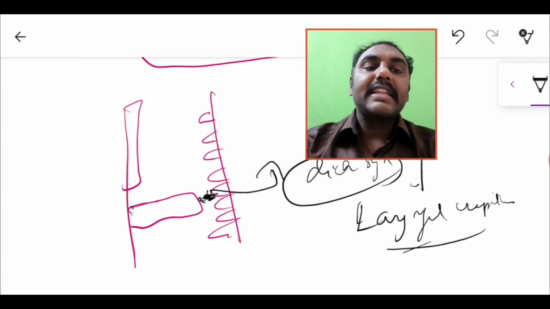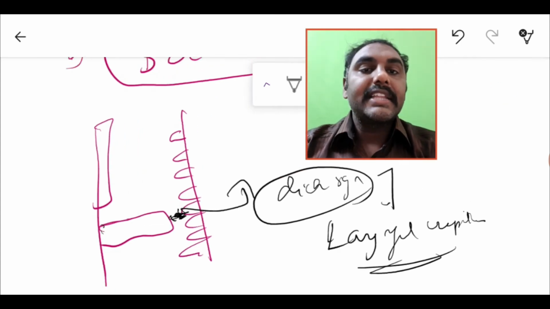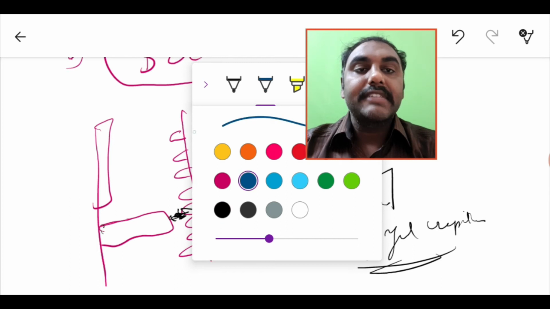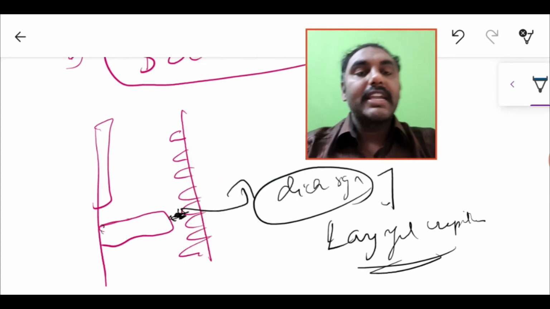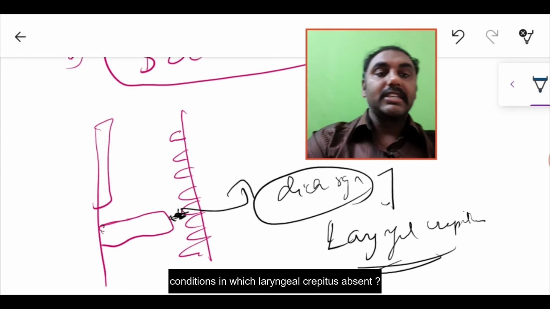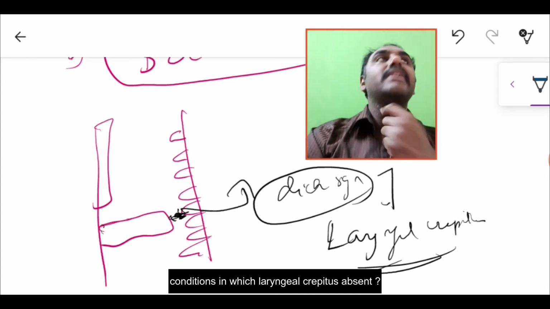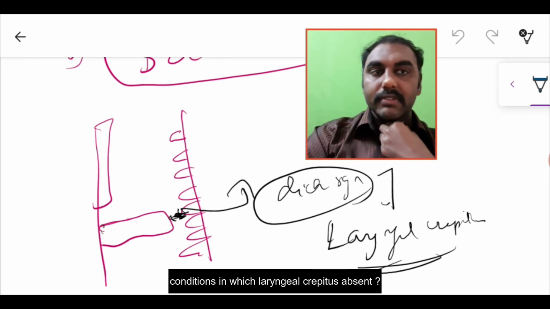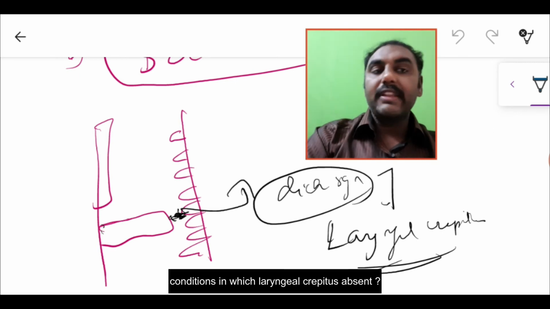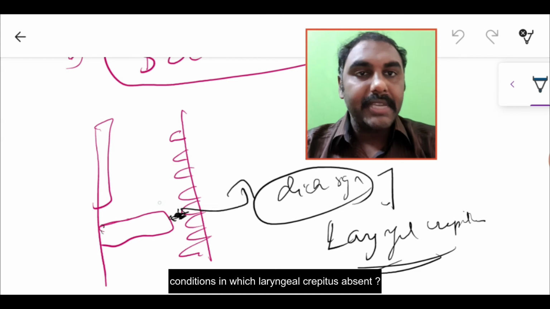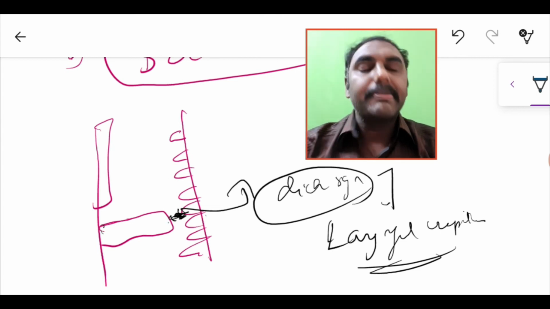Okay, in some conditions, this laryngeal crepitus, whatever we discuss, will be absent. That is called Bokeh sign is absent. So this Bokeh sign is nothing but when we just move the larynx on ourselves, we could feel for a laryngeal crepitus. If this laryngeal crepitus is absent, that means the cricoid cartilage is not rubbing over the vertebra.